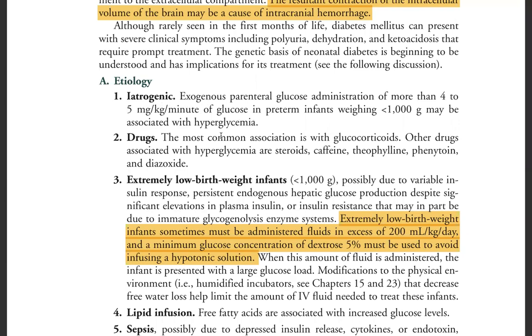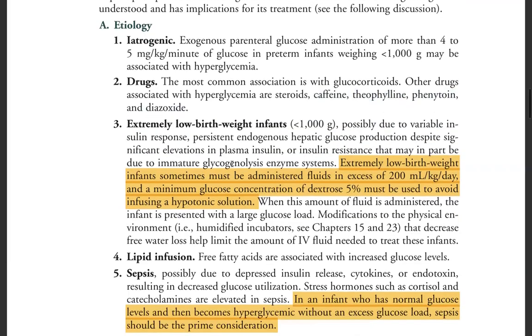Okay. And the drugs that cause it are glucocorticoids. Other things are caffeine, theophylline, phenytoin, and diazoxide, which can also cause hyperglycemia. So what is most important is ELBW babies. Why ELBW babies? They have a very variable insulin response. So in response to hyperglycemia, the pancreas may not secrete insulin to that extent.